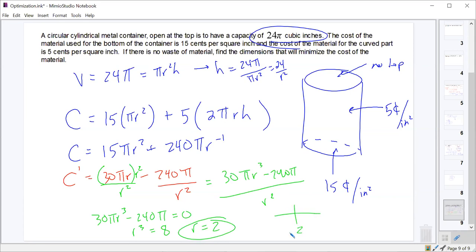And if we make a sign chart, something less than 2, like 1, into our derivative will give us 30 pi minus 240 pi, which is a negative over a positive. And something more than 2, like 3, that's 27 times 30, that's 810 pi minus 240 pi, which is a positive over a positive, which is positive. And so we have a minimum when r is 2 inches, and that's what we wanted, a minimum cost. And if r is 2, height should be 24 over r squared, which is 6 inches. Good or no?